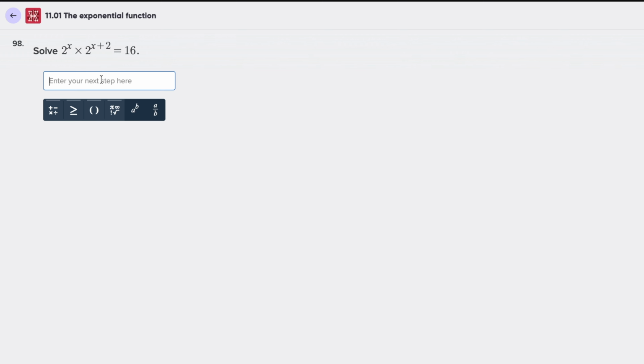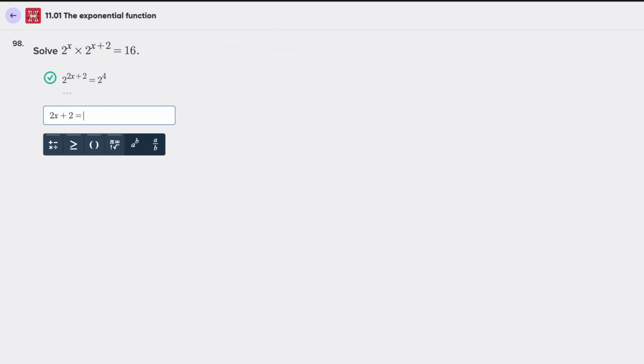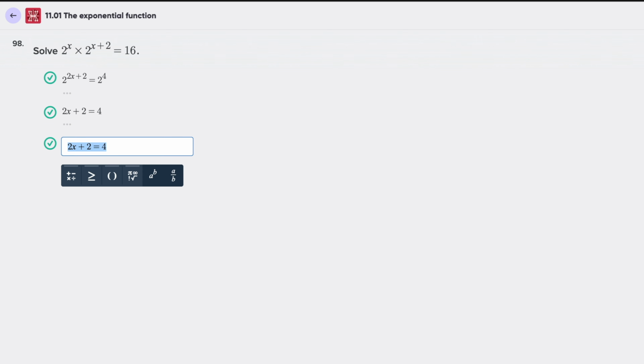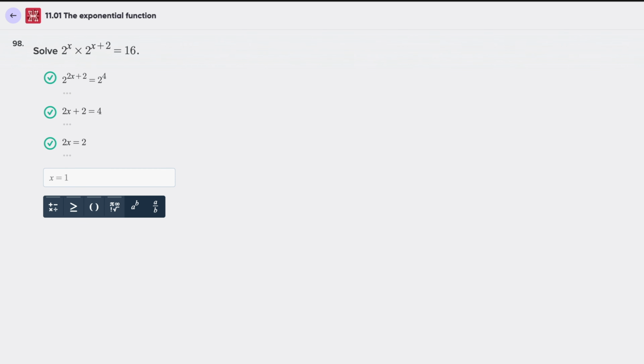So now we've got 2 to the power of x times 2 to the power of x plus 2 is equal to 16. Now, we know that when we multiply same bases, we can add the exponents. So we can actually rewrite the 2 to the power of x times 2 to the power of x plus 2 as 2 to the power of 2x plus 2, because x plus x is 2x. And 16 is the same as 2 to the power of 4. 2x plus 2 is equal to 4. 2x is equal to 2, and therefore x is equal to 1.